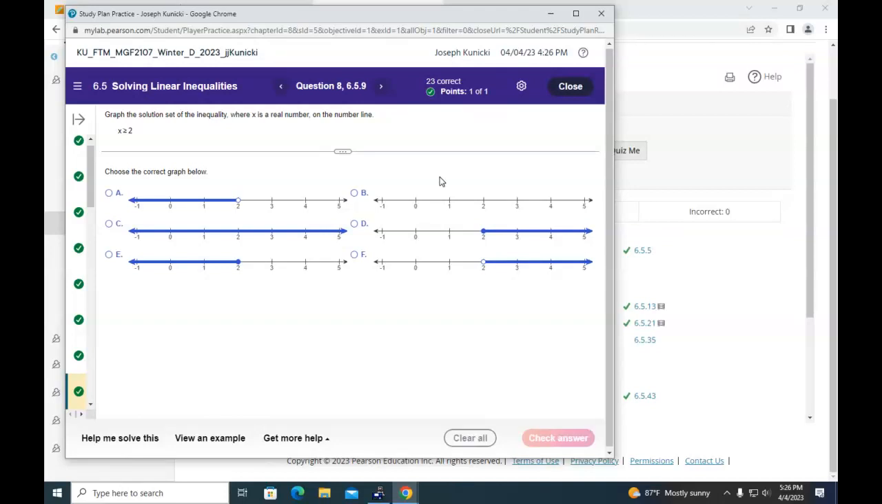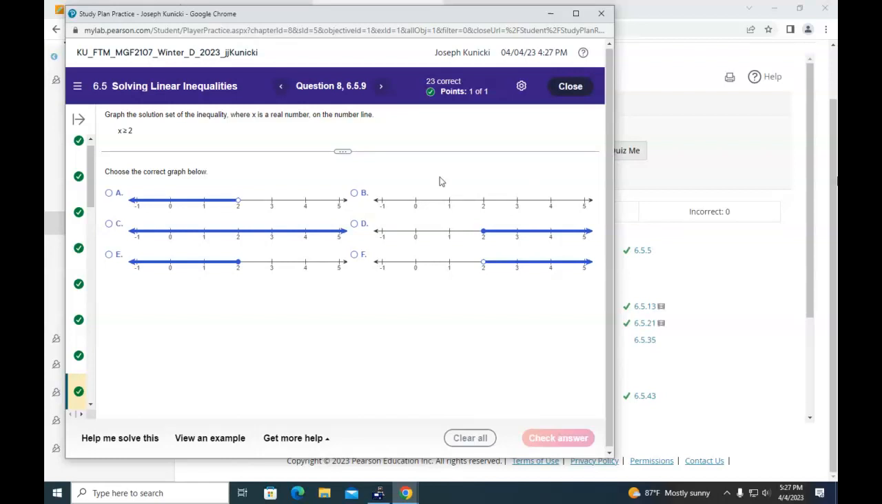So we want x greater than or equal to positive 2. So we can eliminate A and F because they have circles. It has to be the dot, E or D. Now, if you're not sure, you can plug in a number that's not equal to 2, usually 0. If I plug in 0, I get a false statement. So I can't use 0, so it has to be this one.